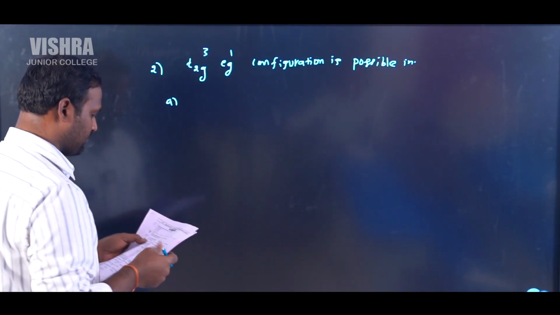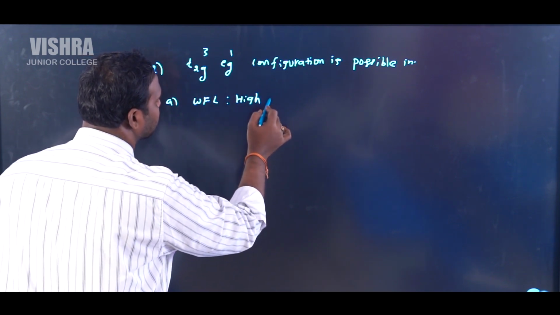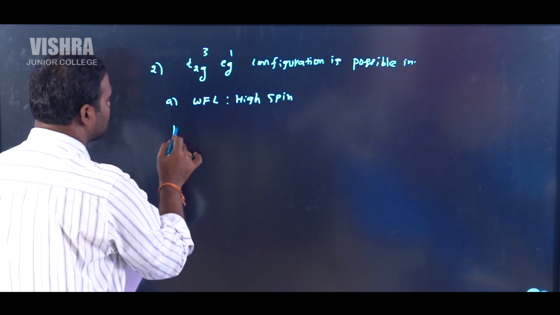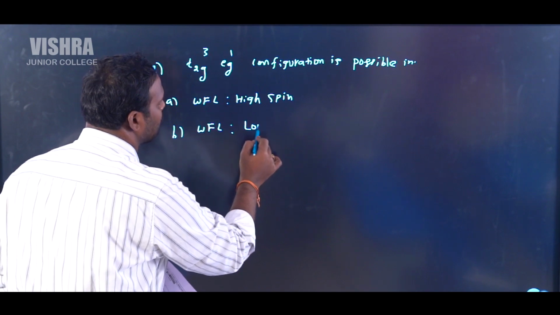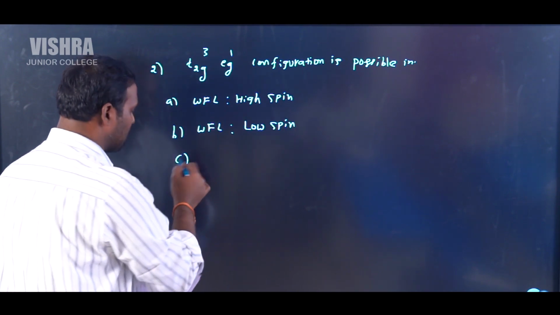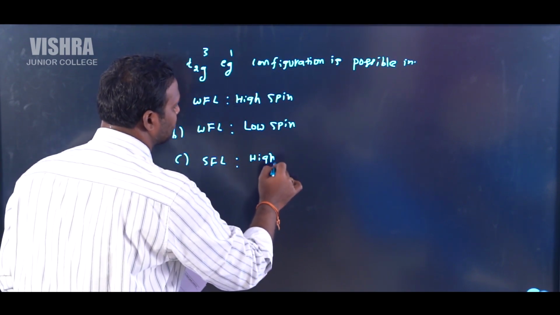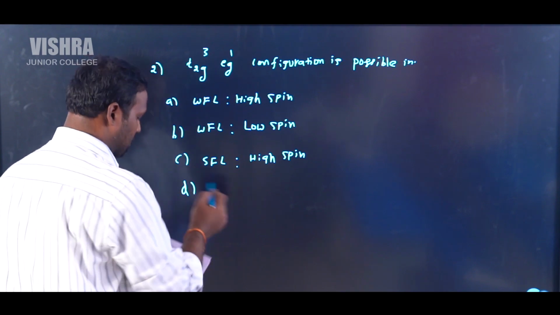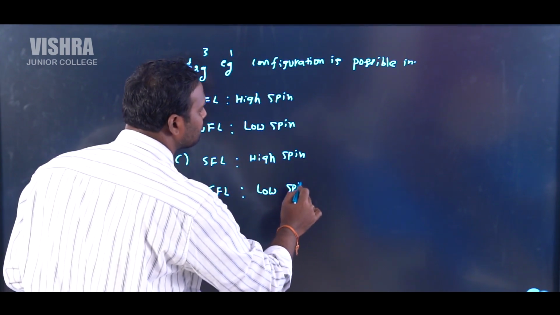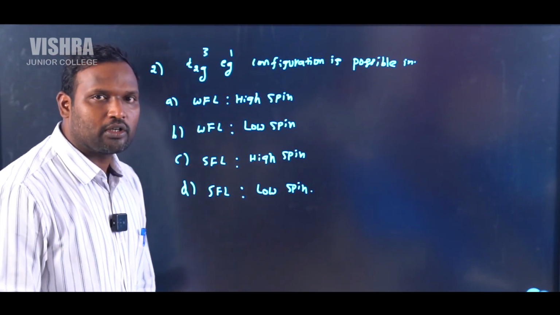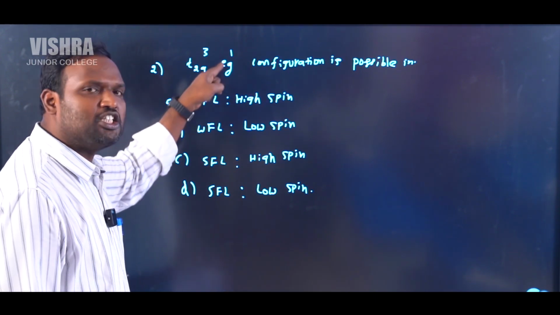First option is weak field ligand with a high spin. Second option is weak field ligand with a low spin. Third option is strong field ligand with a high spin. Fourth option is strong field ligand with a low spin. Already we know about the complex compounds. So in this case, he gave t2g3 eg1.